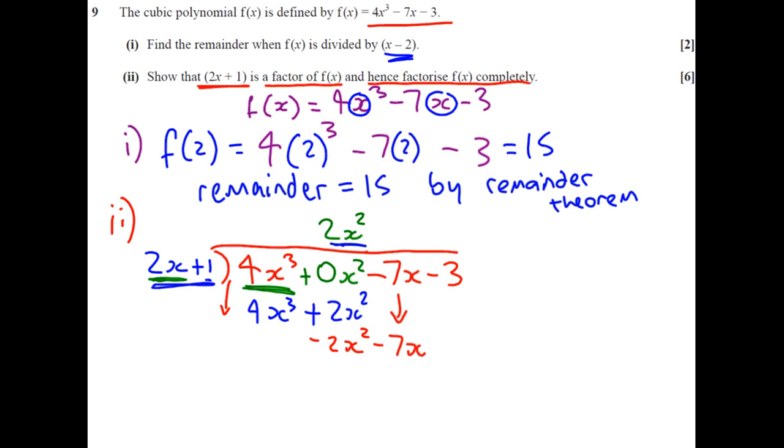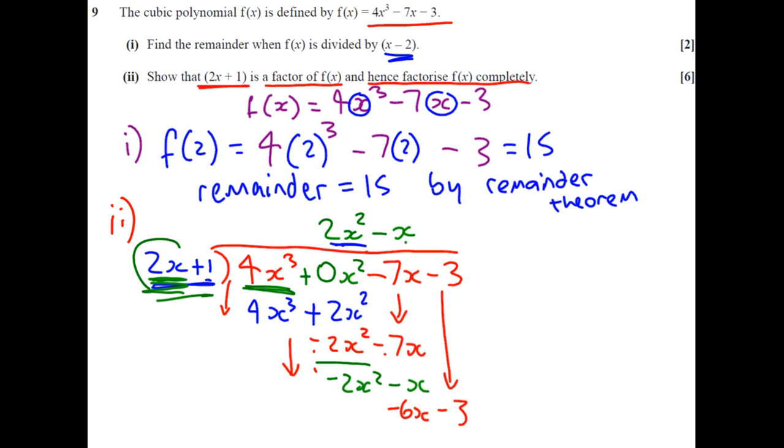And now we must try again and think, what do we times 2x by to get minus 2x squared? The answer is minus x. So we times minus x by all of this, and we get minus 2x squared minus x. We eliminate by going down and taking away. So these two cancel, and you're going to have minus 7x minus minus x, which is minus 7x plus x, which is minus 6x.